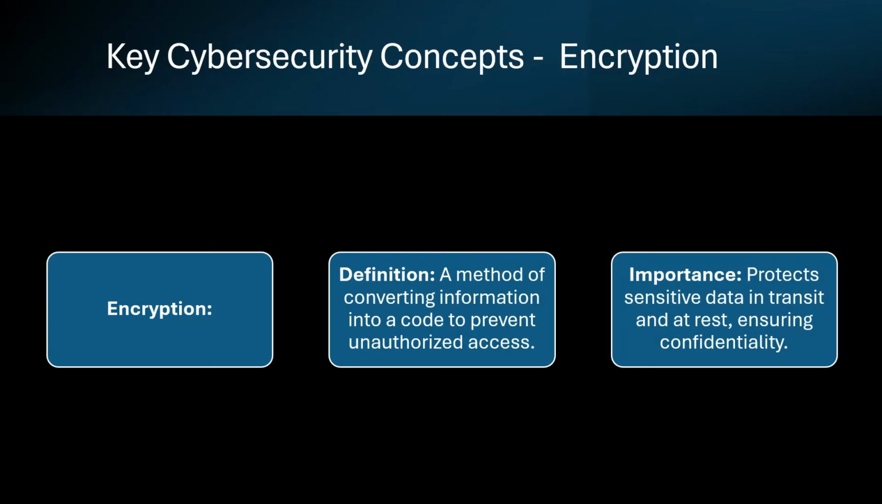Lastly, we have encryption. This is the process of encoding information so that only authorized parties can read it. It plays a crucial role in protecting data at rest, stored data, and in transit, data being sent over networks, ensuring that sensitive information remains confidential and cannot be intercepted or read by unauthorized individuals.